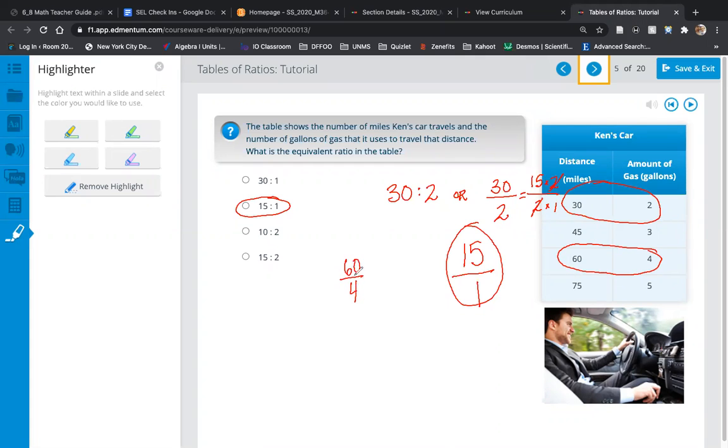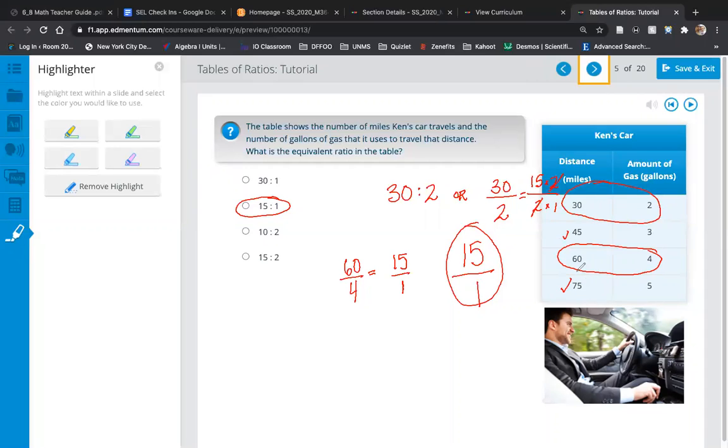Remember, this means 60 divided by 4. So if you do that in your calculator, again, you're going to get 15. So it's 15 over 1 is what my ratio would be. Again, same thing, 15 over 1. It works with this one. It works with this one.